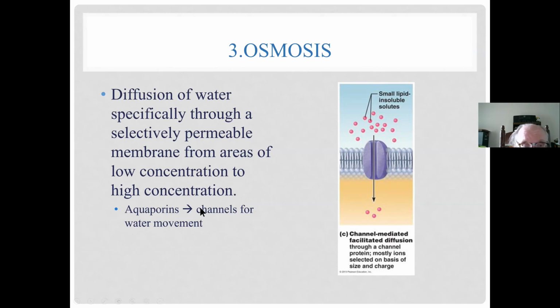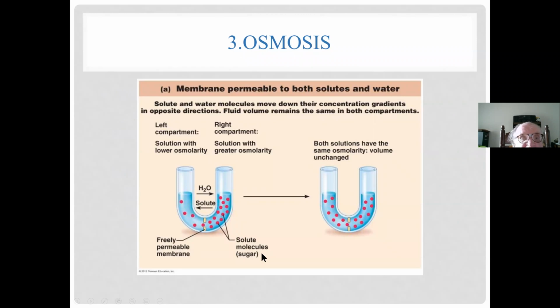There are specialized channels in the cell membrane through which water moves. They're called aquaporins. Those are channels for water movement. This is an example of osmosis with a freely permeable membrane. In other words, water can go back and forth as much as it wants to.